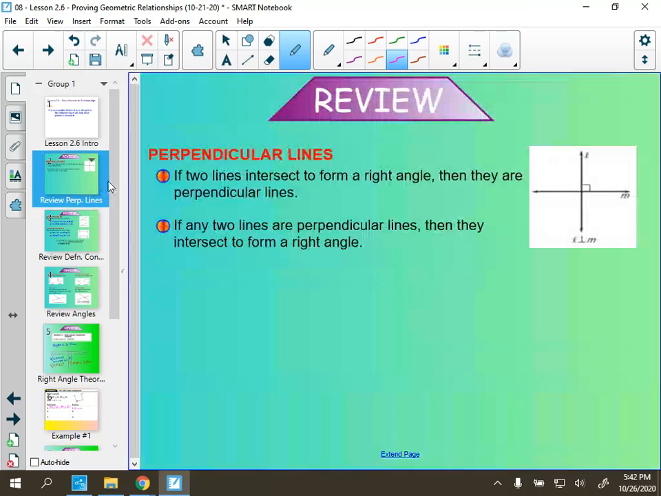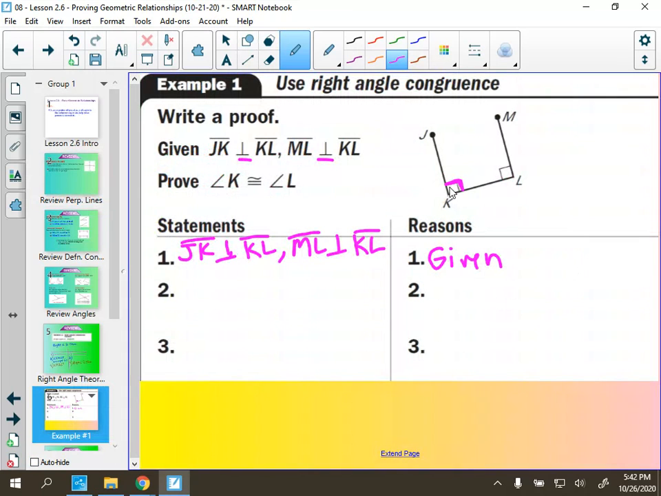And that's why we reviewed it right here. If lines are perpendicular, then they intersect to form a right angle. So that's telling us that it's okay to put that little marking there. And then similarly, it tells us that segment ML is perpendicular to segment KL. So again, that tells me that it's okay to put a little right angle symbol there.